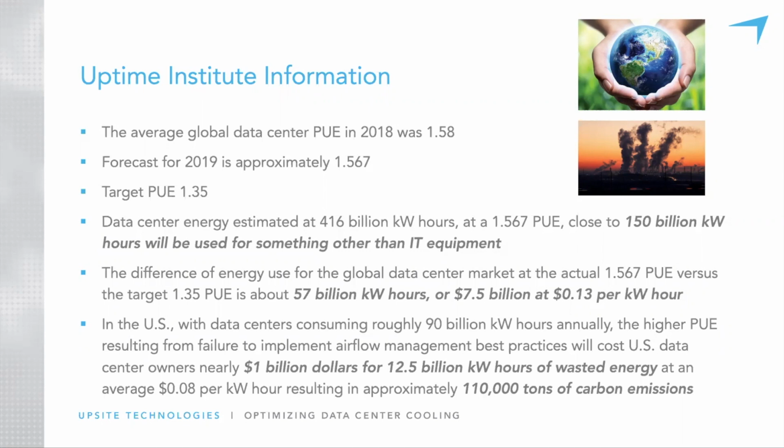Again, we have a recap of the kilowatt hours that have been used, but I love how they broke it down and said 150 will be used for something other than IT equipment. Most of that, other than IT equipment, gets broken down into cooling. And one of the most telling things, at the bottom bullet point, it says in U.S. data centers, nearly $1 billion for 12.5 billion kilowatt hours of what they considered wasted energy. The average rate per kilowatt hour in the U.S. is around 8 cents, which equals about 110,000 tons of carbon emission.